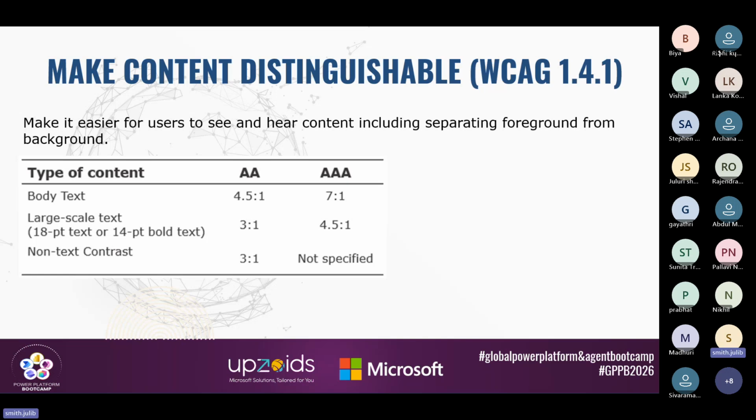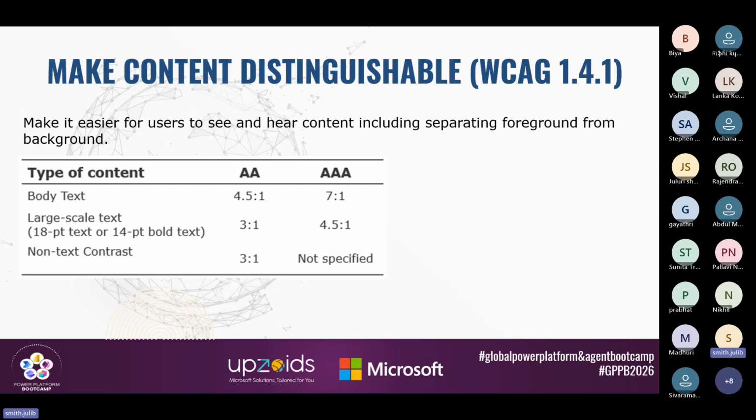So body text at level AA, which means text with font size up to 17, or if in bold up to 13 points, the color contrast ratio should be 4.5 to 1. For large scale text, which is above 18 points, or if in bold above 14, that contrast ratio is slightly smaller, so it's 3 to 1. And there is also a minimal contrast ratio for non-text contrast, so your icons or the colors you choose to build your visualizations. And then the minimal contrast ratio should be 3 to 1.